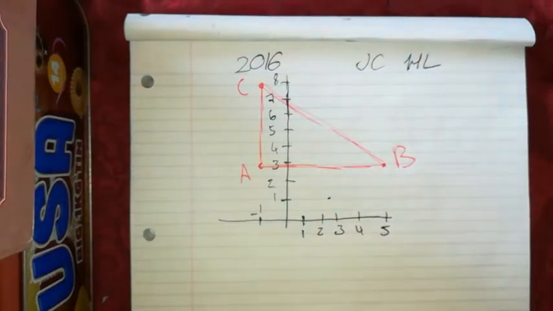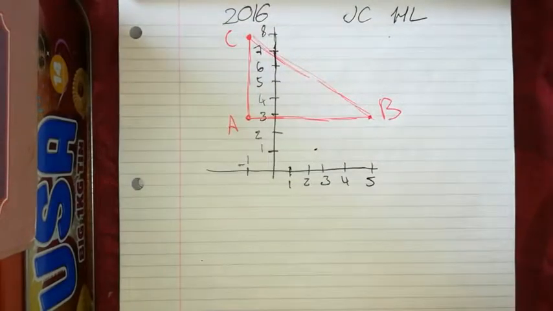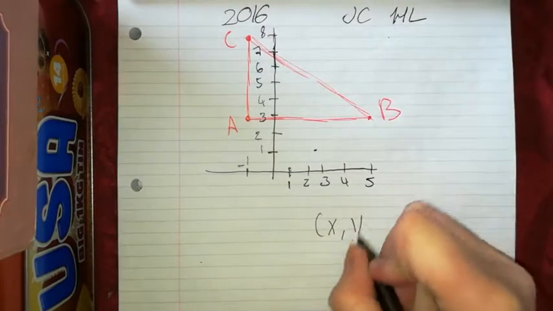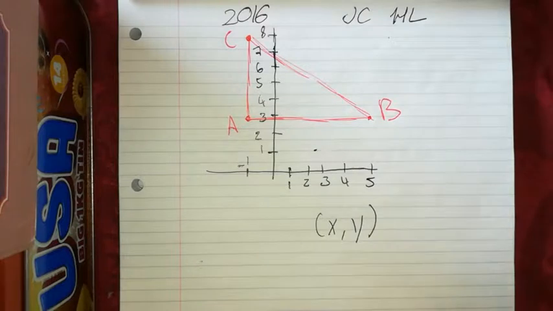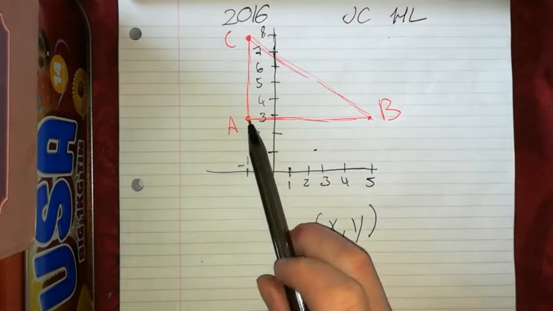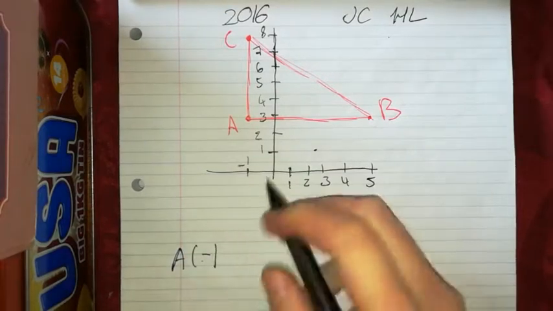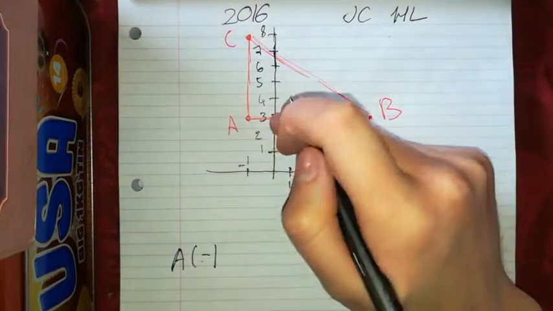It asks us to give the coordinates of A, B, and C. So the coordinates first are the x value, then the y value. So how far we go across and how far we go up. So say for A, well, it's here, so it's going to be the -x. We went across -1 and we went up to 3, so that should be at 3 there.